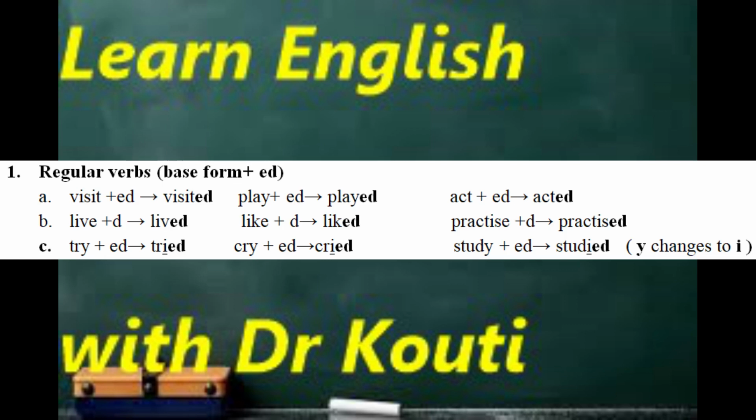Regular verbs are formed as follows. The base form, which means the infinitive without to, plus ed. So, we have, for example, visit plus ed gives visited, play plus ed played, act plus ed acted. Now, when the regular verb ends with e, in this case we're going to add only d. So, for example, live plus d lived, like plus d liked, practice plus d practiced.